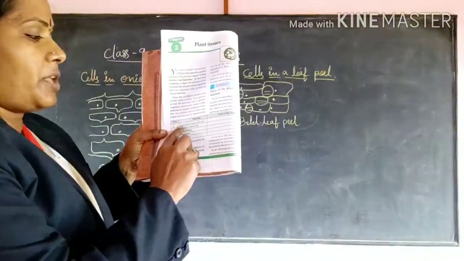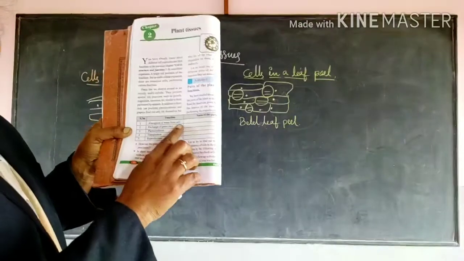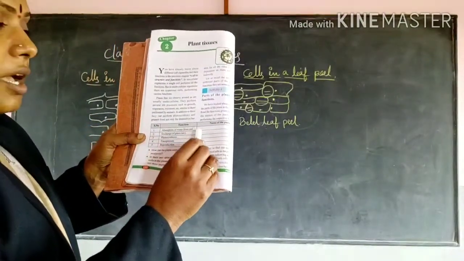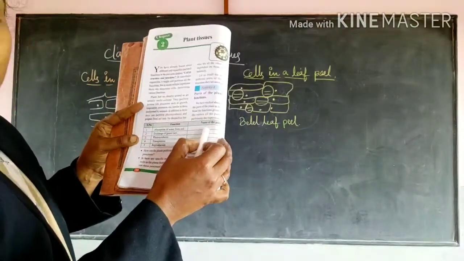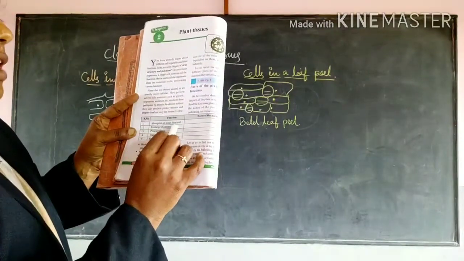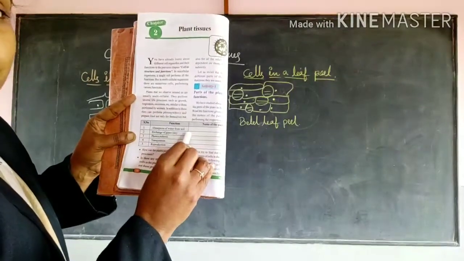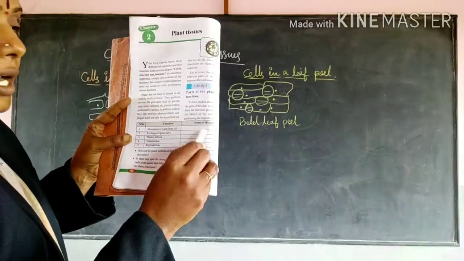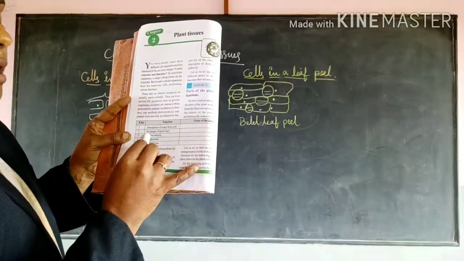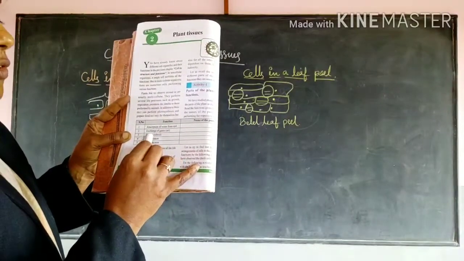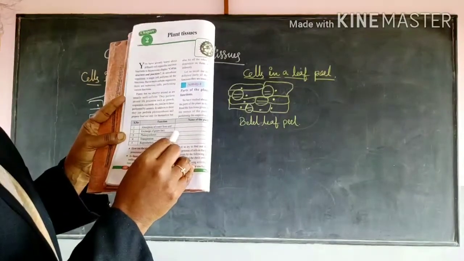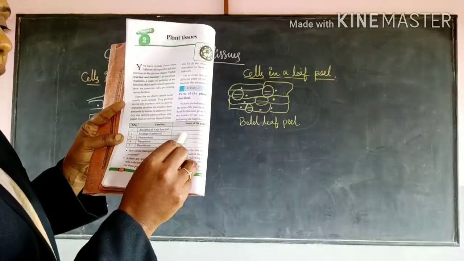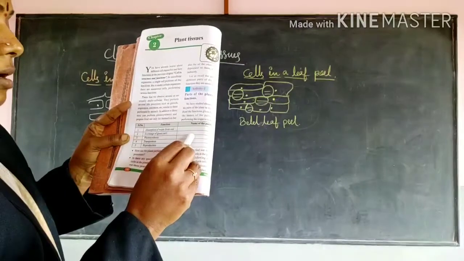First one, absorption of water from soil. Which part of the plant absorbs water from the soil? Roots. Next, exchange of gases takes place through stomata present in leaves. Next one, photosynthesis. The process of photosynthesis goes on in leaves, the green parts of the plant.